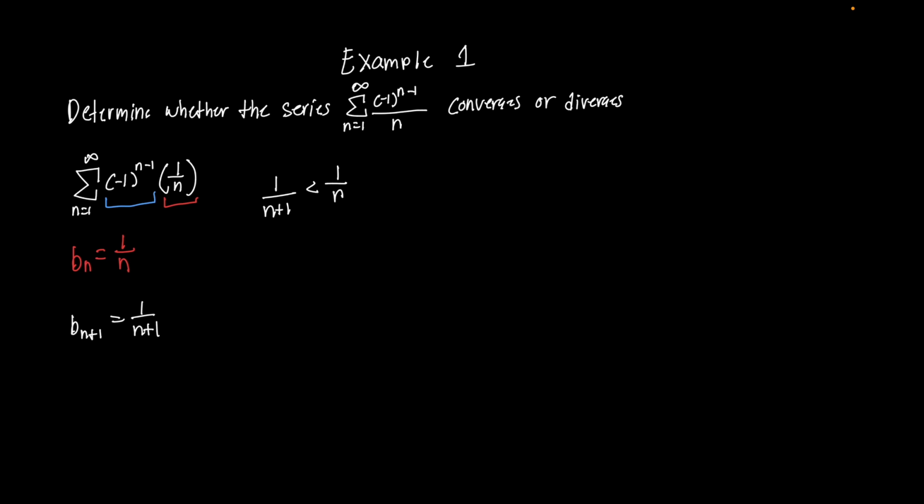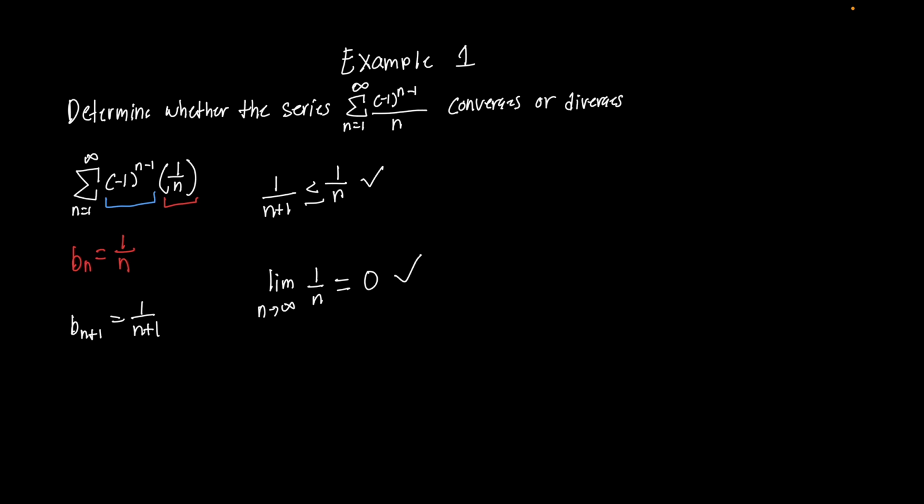Now, step 3, you check whether b sub n approaches 0. So let's do the limit as n approaches infinity of 1 over n. When you plug in infinity, a small number divided by a huge number is 0, so the limit as n approaches infinity of 1 over n is 0. Therefore, we checked both things: b of n plus 1 is less than or equal to 1 over n, and the limit is approaching 0.